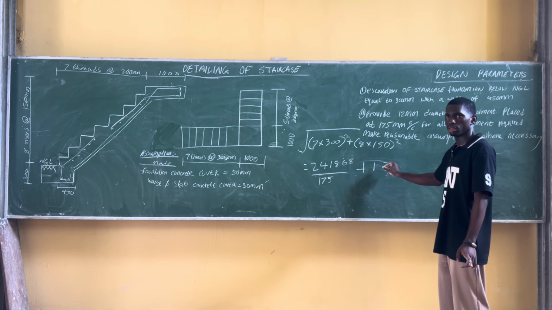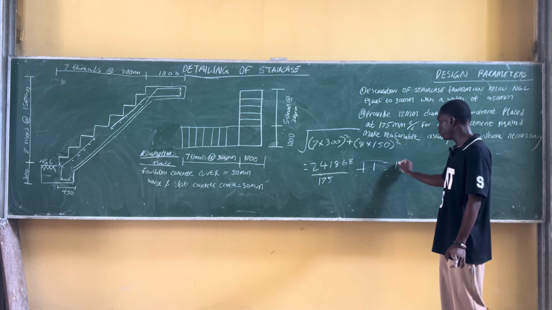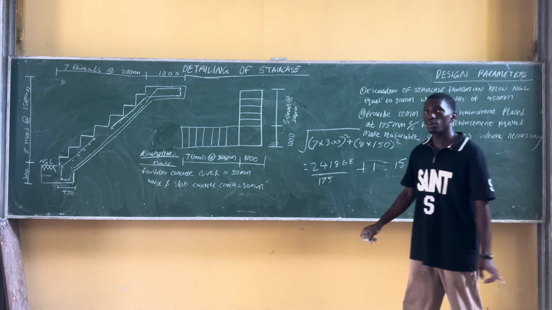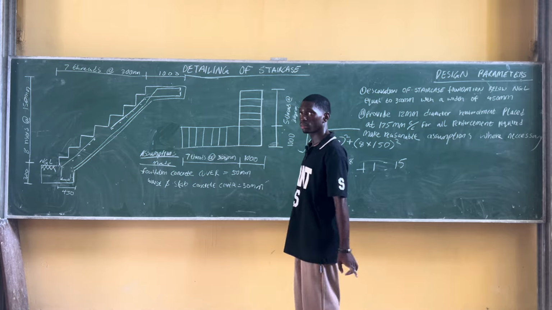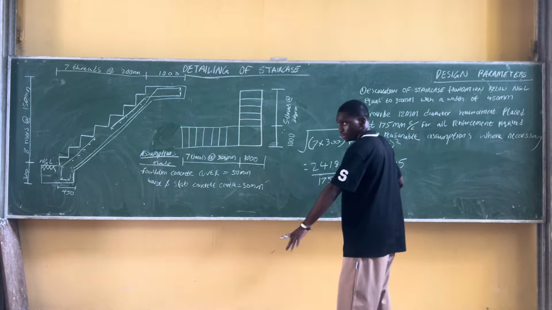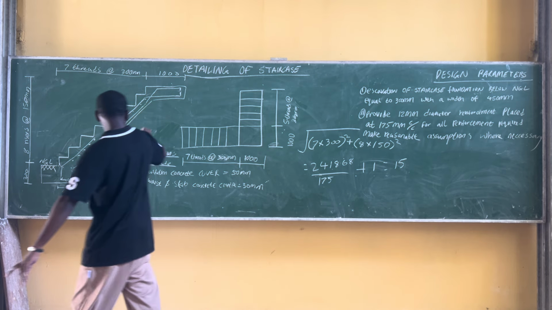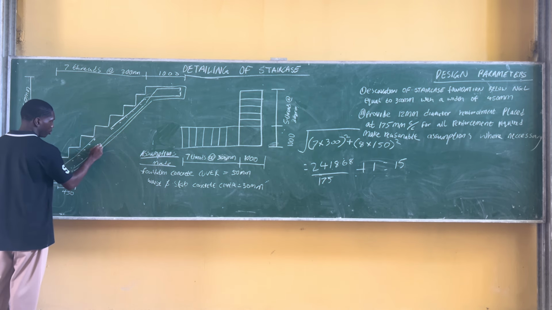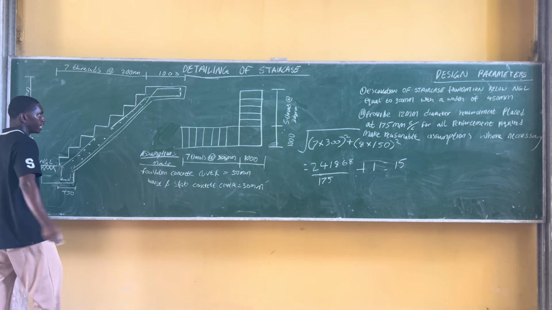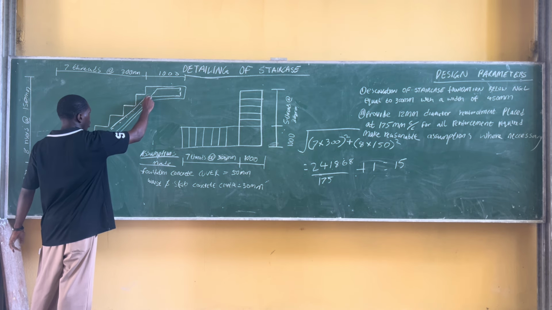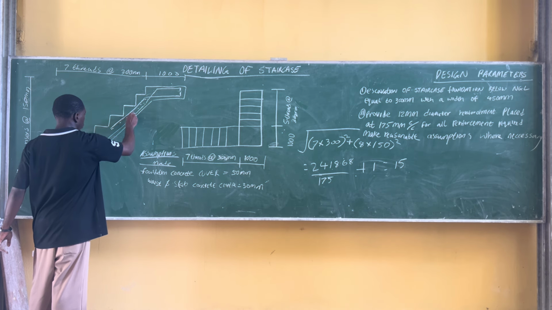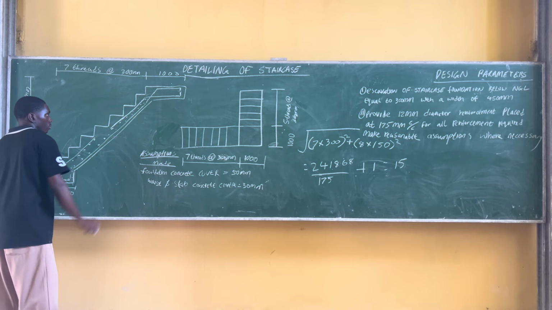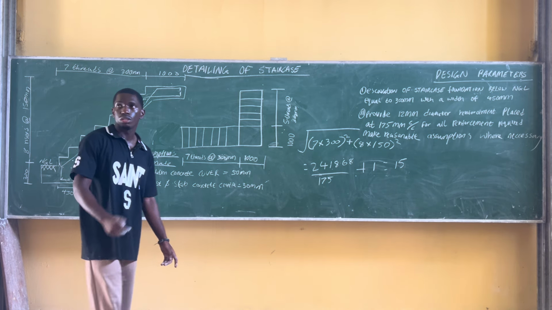Okay, 15. Okay, Branson, what do you say? So we are getting 15 bars. So we are going to draw our reinforcement as 1, 2, 3, 4, 5, like that up to 15, just like that. Dot, dot, dot. Is anybody confused up to this point?